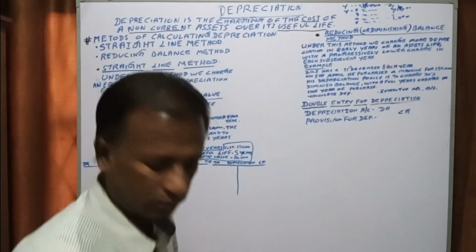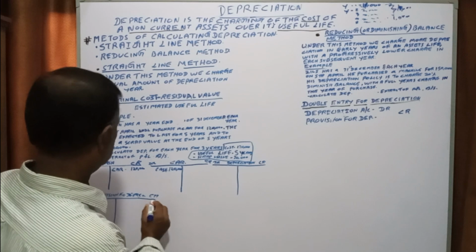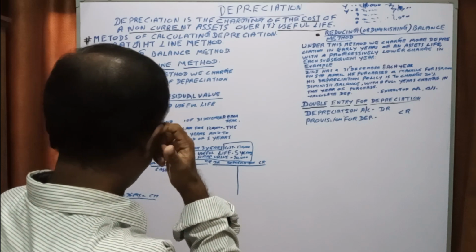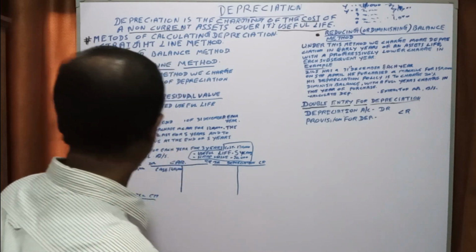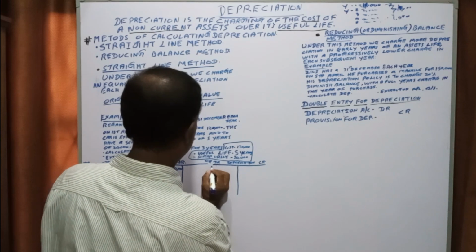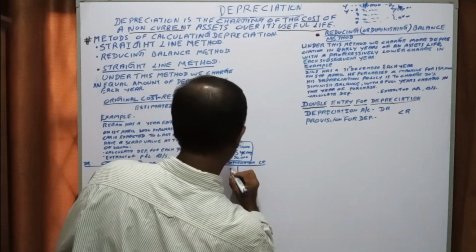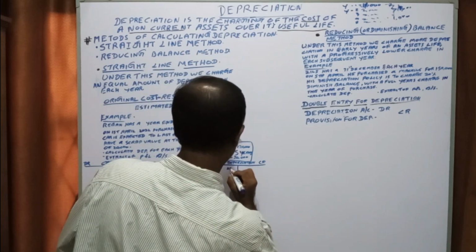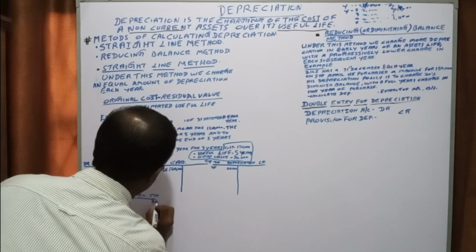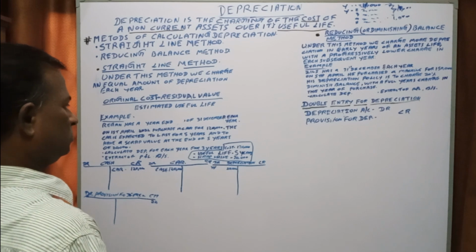Okay, portion of depreciation, right? So for 3 years they want us to calculate the depreciation. So depreciation account debit for year 1, depreciation account debit 20,000, and provision for depreciation account credit 20,000.